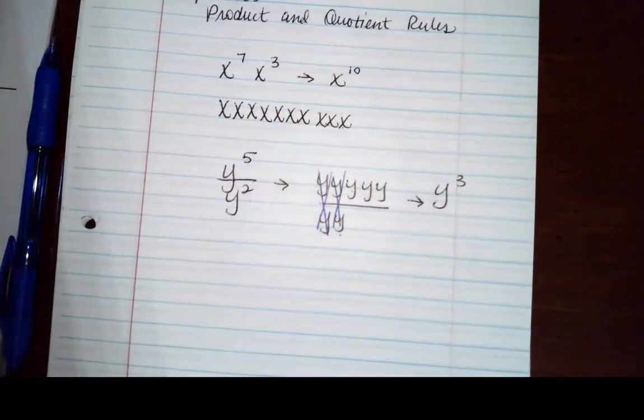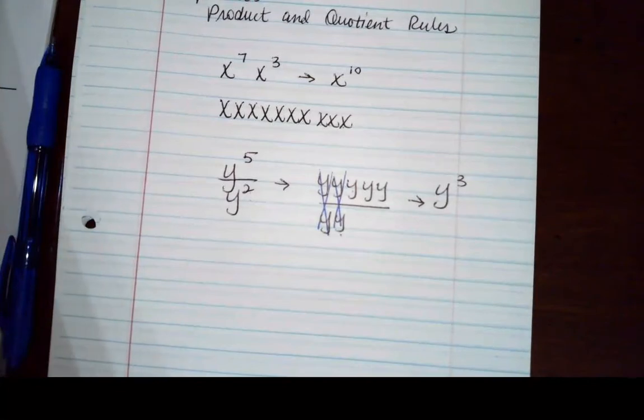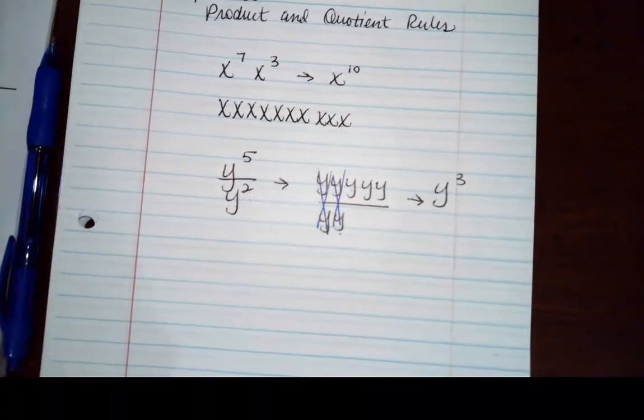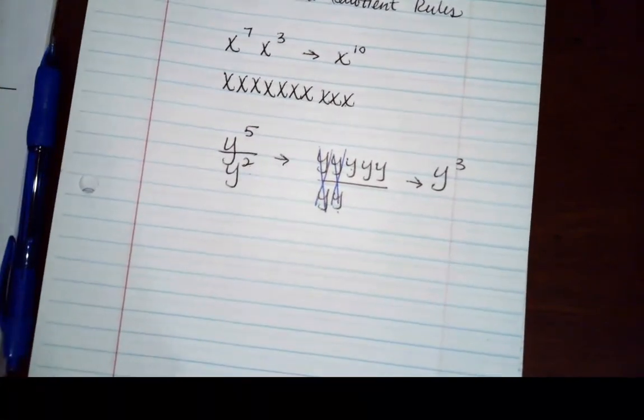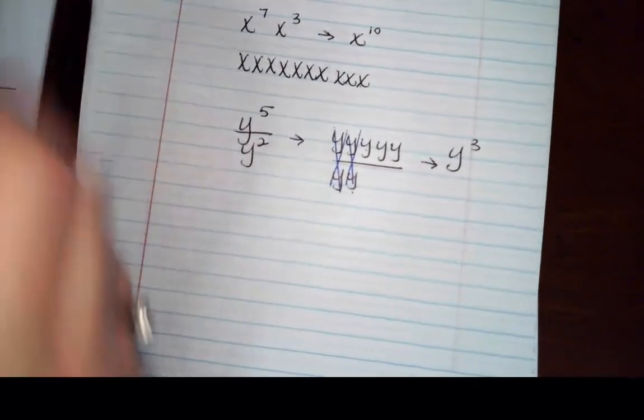Again, it seems a little bit weird because we are doing addition and subtraction when we're multiplying and dividing. But exponents are simply telling you how many times you're using that as a factor. Okay, so we are going to do a couple of examples.